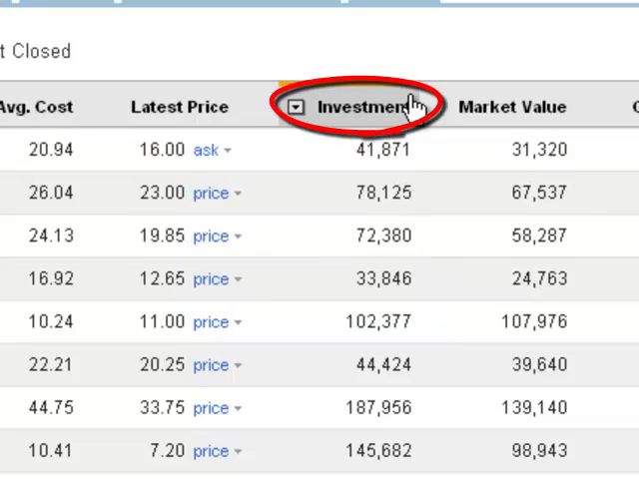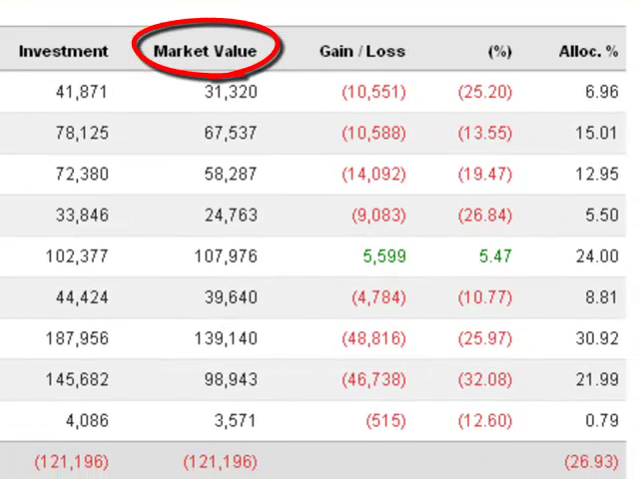The investment column gives you the total value invested in the particular counter, and at the bottom gives you the total amount of money currently invested in your portfolio. This figure is inclusive of commissions.